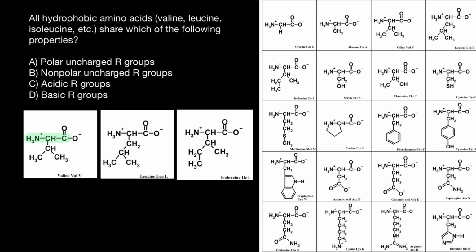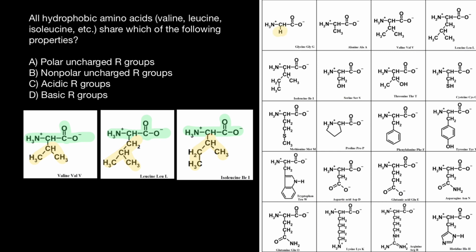Here is the backbone, which is the same in each amino acid, and here is the R group or R chain, which is going to be different in each amino acid. Let's take a closer look at the R chain of each amino acid, and what is interesting is that in each R chain or R group we can find only carbons and hydrogens. Only carbons and hydrogens here, only carbons and hydrogens here.